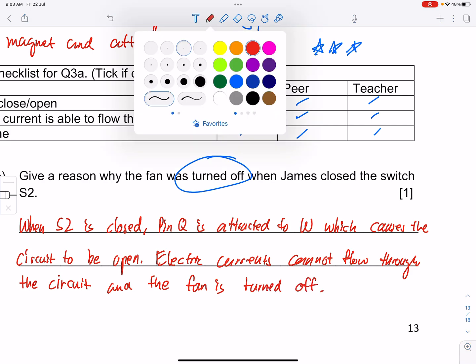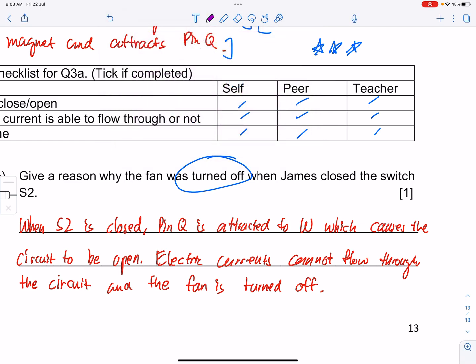Okay, so I'm going to once again bracket it for you. Circuit to be open or closed, this is my C. Electric current, this is my E. And fan is turned off is my O. C, E, O.